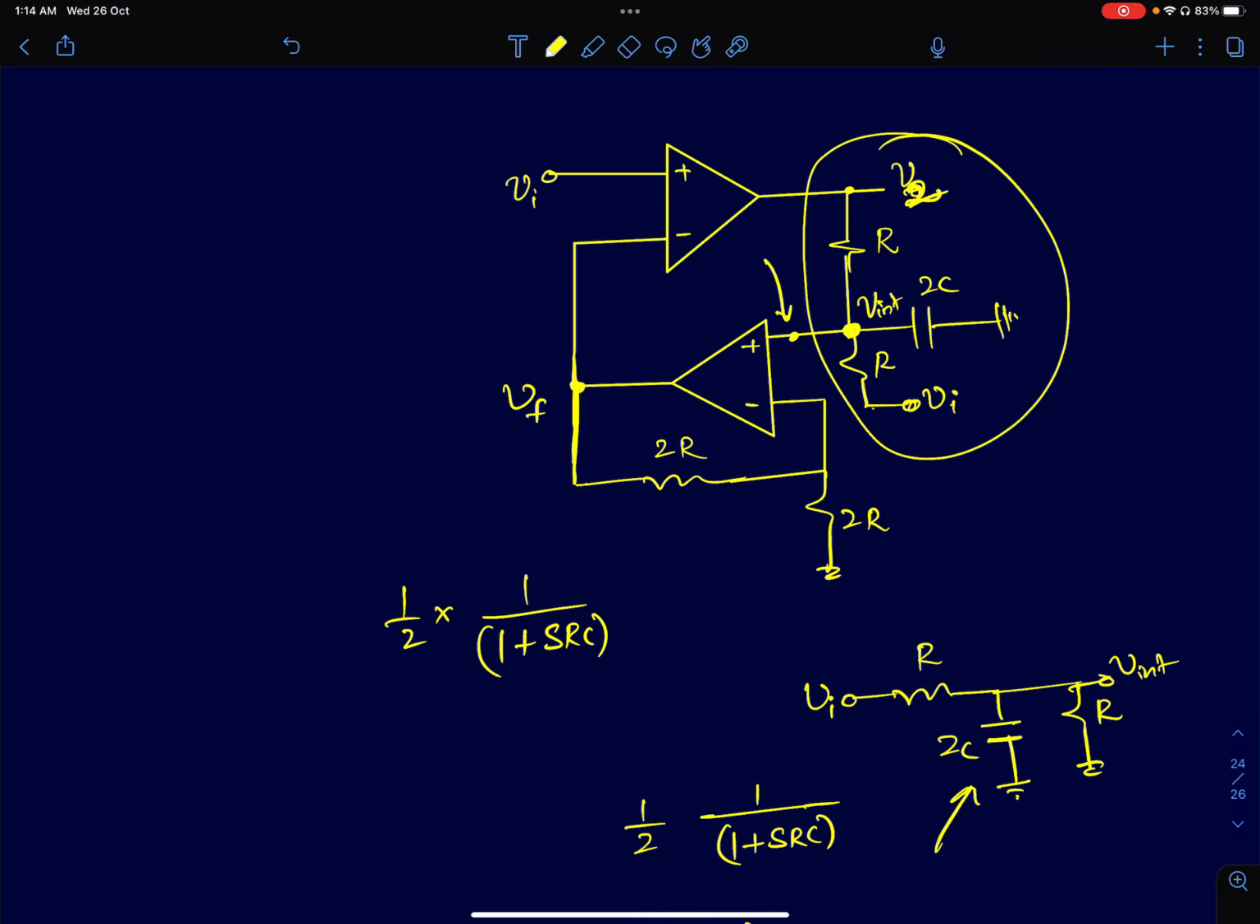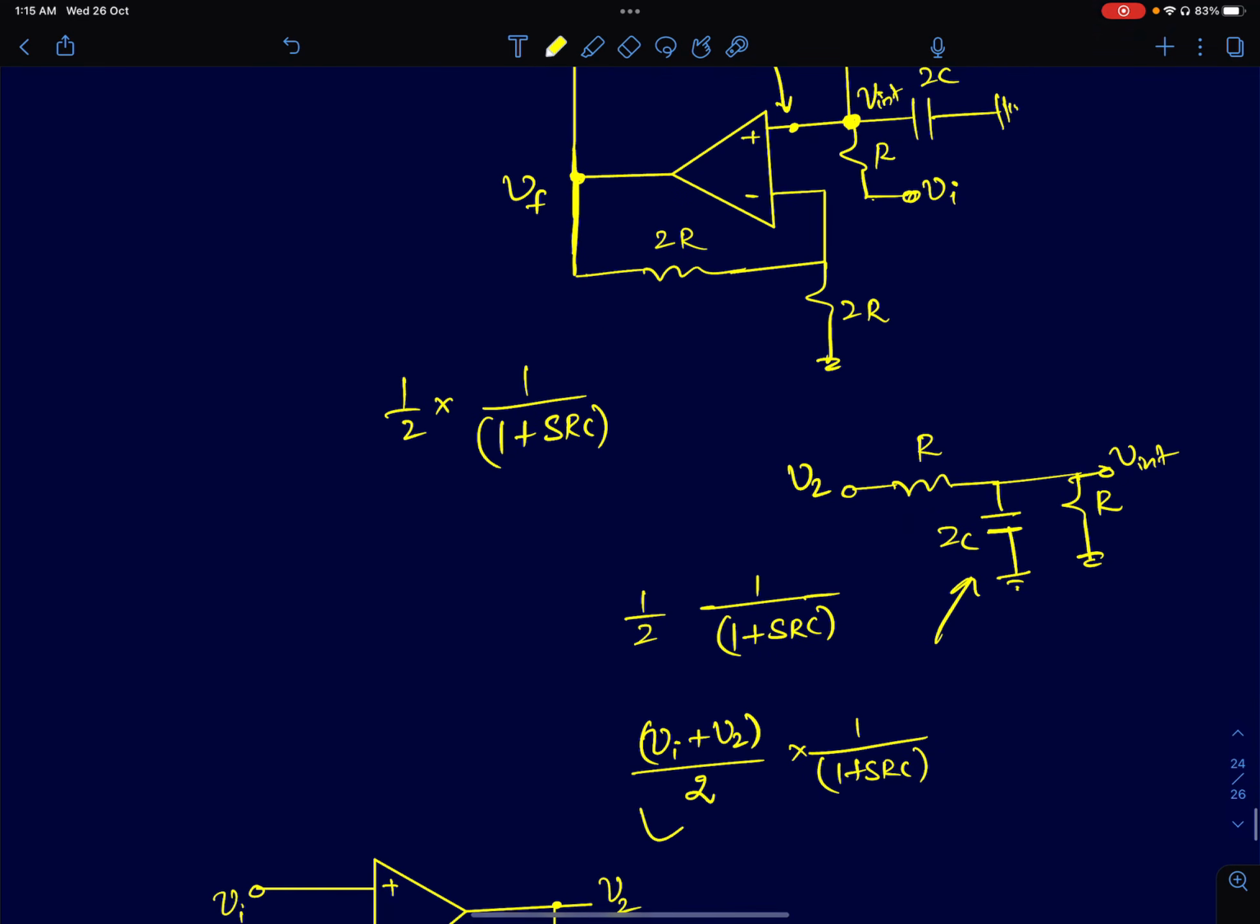Similarly, I can short Vi and assume V2 is present. So then I'll end up getting the same transfer function. The circuit is symmetric for Vi and V2. So you'll end up getting the same transfer function. So what you'll get here eventually, I've called this node V int, or the intermediate node voltage, V1, Vi plus V2 by 2 times 1 by 1 plus SRC.